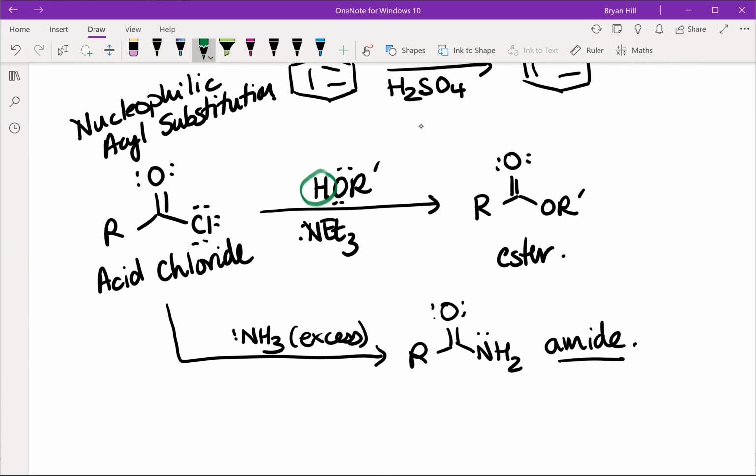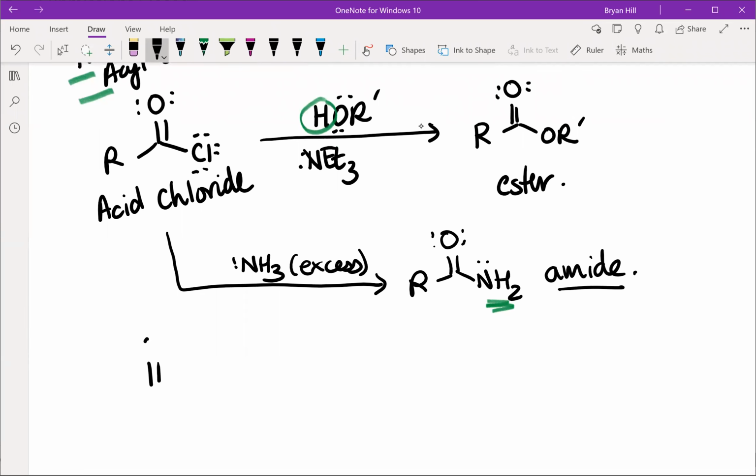So that was the other major class of reaction that we did in organic 2. So nucleophilic acyl substitution reactions. We would do these anytime you've got a carbonyl that has a leaving group here.